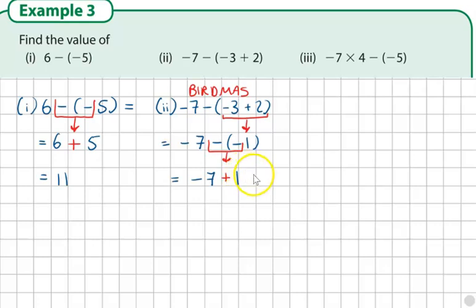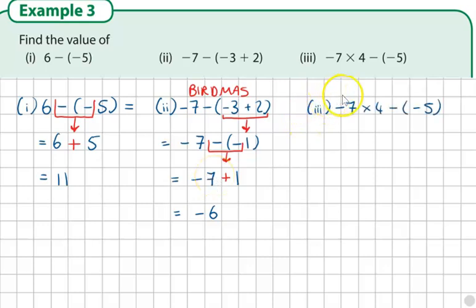So we go back to our adding and subtracting integer rules. So different signs subtract and keep the bigger sign. So different signs. So we're going to subtract 1 from 7. And we keep the sign of the 7, which is a minus. So we're left with minus 6.